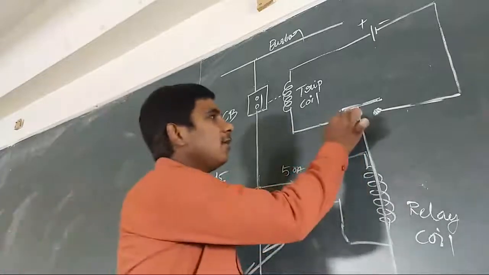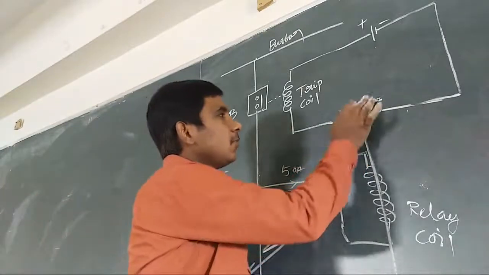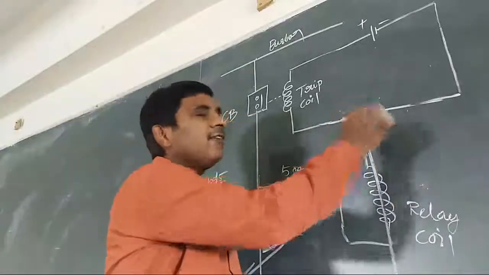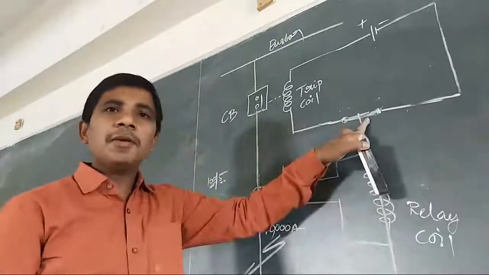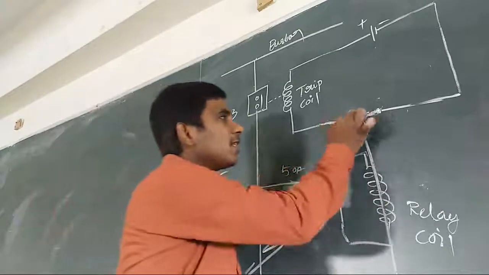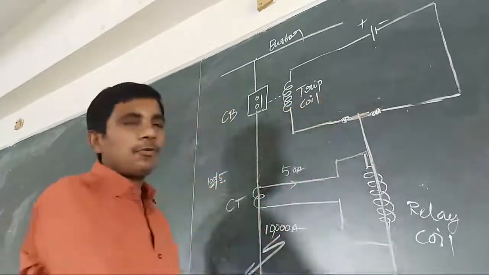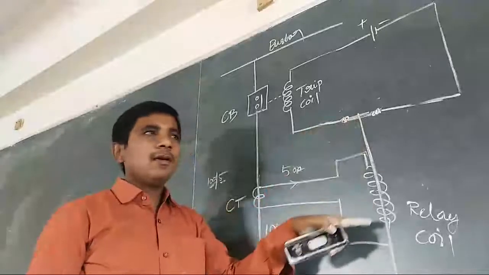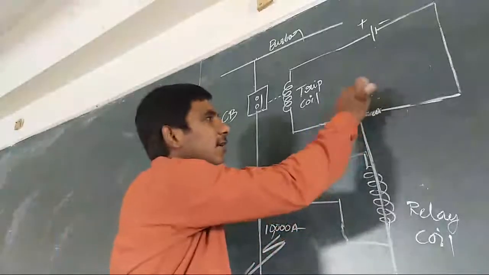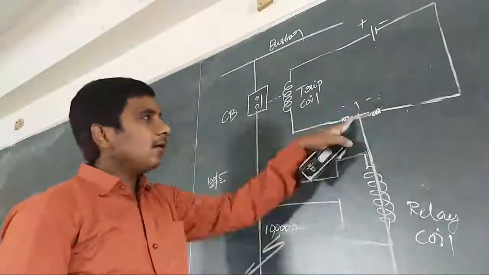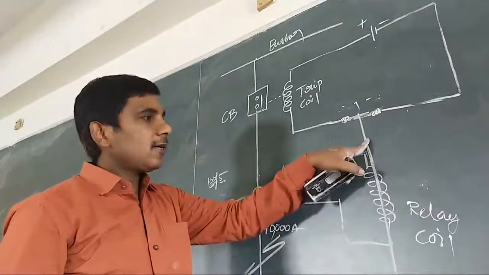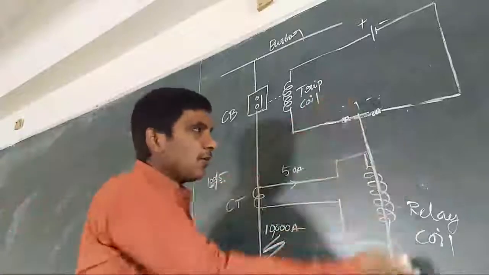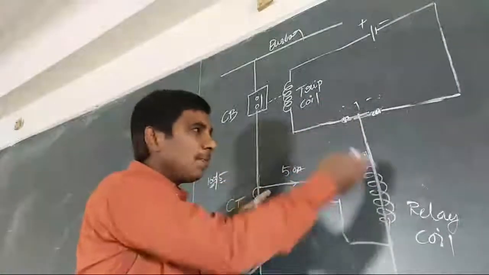What will happen? This contact will be closed. The plunger is made with iron material or conducting material. This plunger closes the contacts of the trip coil of the circuit breaker. Previously, the plunger was in this condition. Now the contacts are closed due to the fault. Due to the fault, the plunger moved downwards because 50 amps is enough to move it.